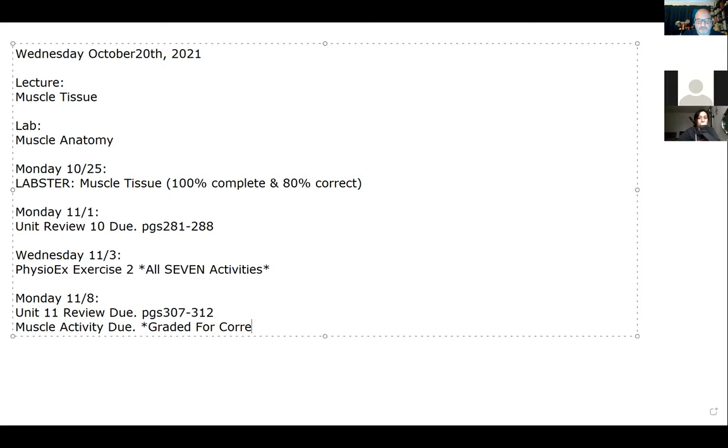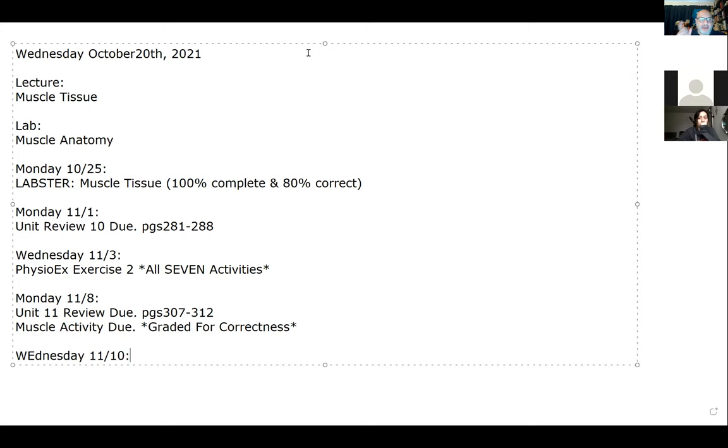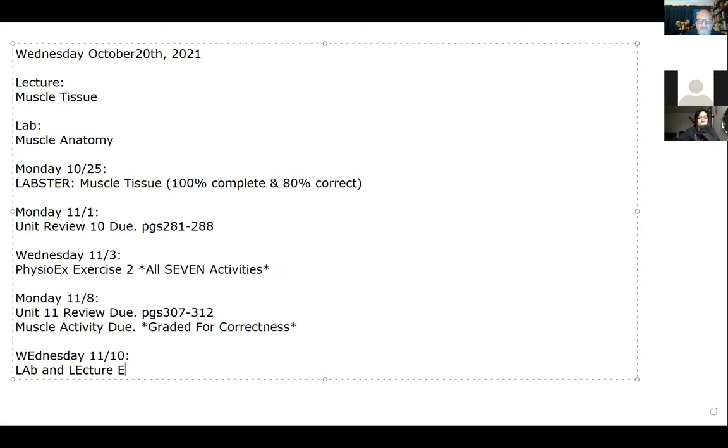All leading up into Wednesday, 11:10, where we have our lab and lecture exam. I believe this is our first Wednesday exam. So one of the important things to remember about a Wednesday exam is twofold. That means the weekend of the 6th and 7th is your last big weekend to study for this material. And that also means you're getting new material on the 8th, 2 days before the exam.